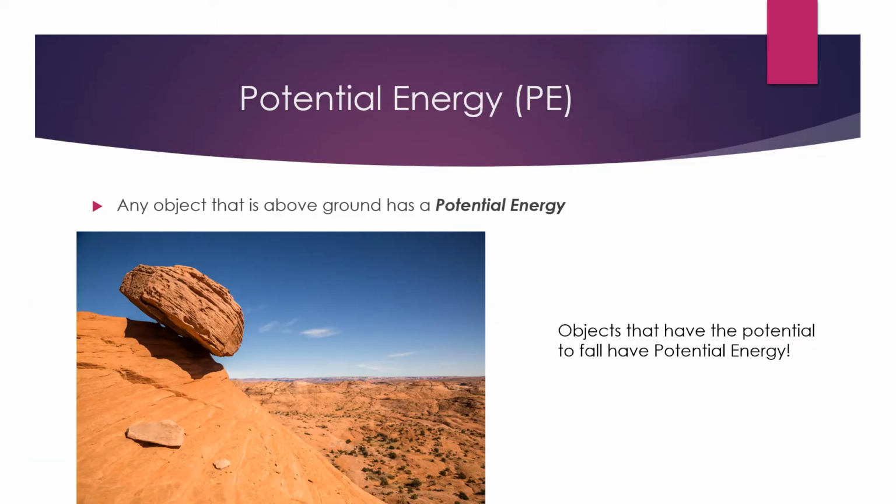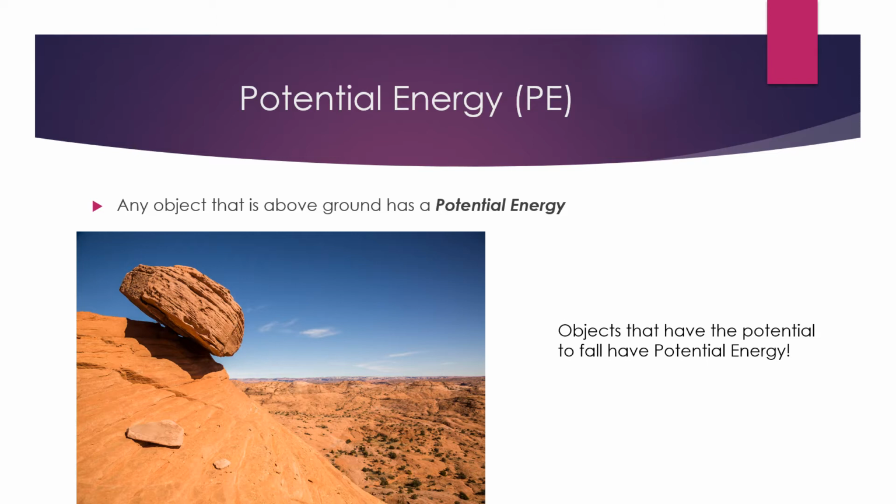Okay, potential energy. This one's a little tough for people to grasp, but I want to make sure that we really do understand this. Potential energy is the energy that an object has because it has potential to fall. So look at the rock in the picture. Is that rock moving? No. But does it have the potential to move? Yes. If you pushed it to the right hard enough, it would then fall down the hill. You would be releasing its potential energy. So any time an object has potential to fall, it has potential energy.